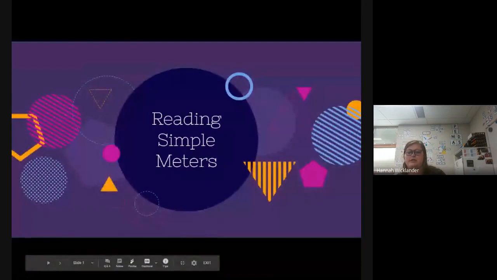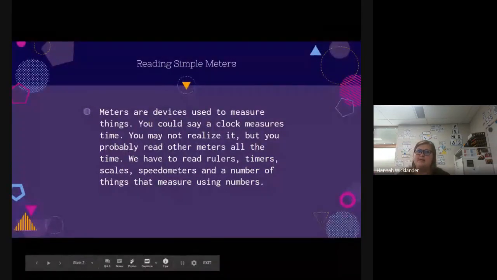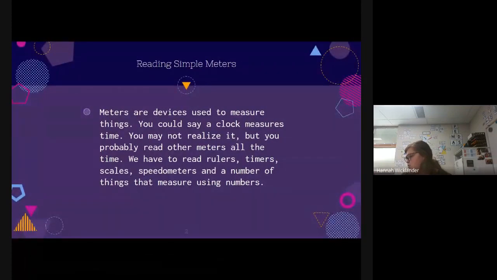Reading simple meters. So meters are devices used to measure things. I'm sure you guys have used plenty of meters before without even knowing it. You could say a clock is a meter because it's using numbers to measure things. And so you've already done that this week or last week with reading clocks.